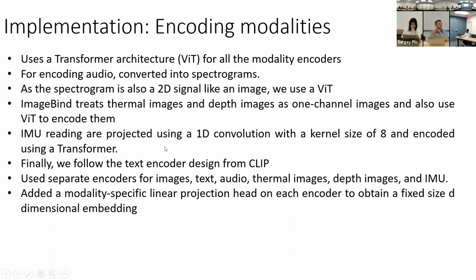And IMU readings are projected using a 1D convolution with a kernel size of 8 and then encoded using a transformer. Finally, they follow the text encoder design from CLIP. They use a separate encoder for image, text, audio, thermal images, depth images, and IMU. Then they add a modality-specific linear projection on each encoder to obtain a fixed-size D-dimensional embedding.